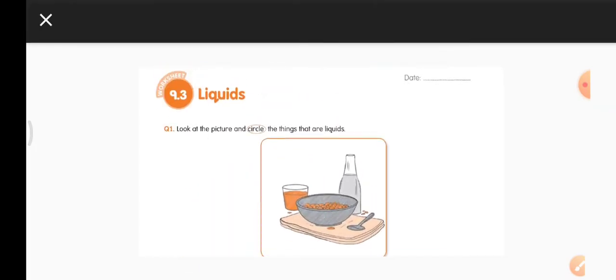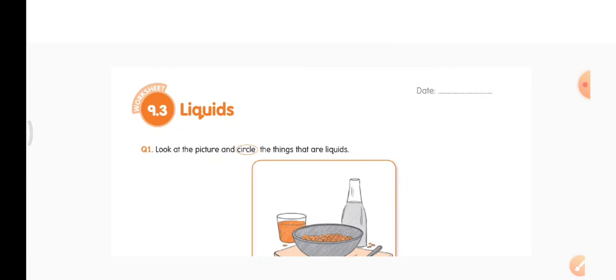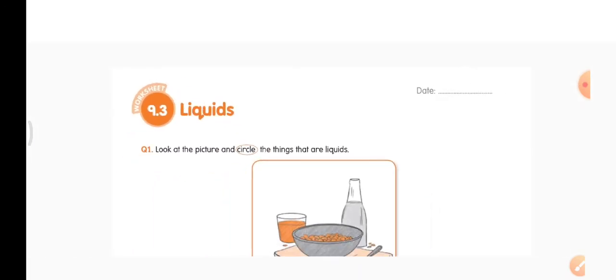Now it's time for some application. Let's find our workbook and complete worksheet 9.3. I repeat, worksheet 9.3. Please do the worksheet on your own. So, liquids. First put today's date. Question 1, look at the picture and circle the things that are liquid.